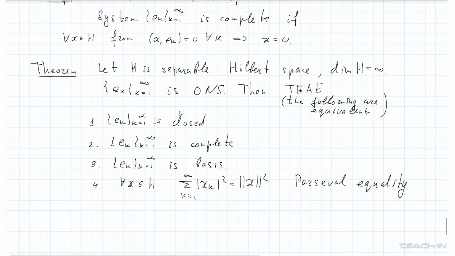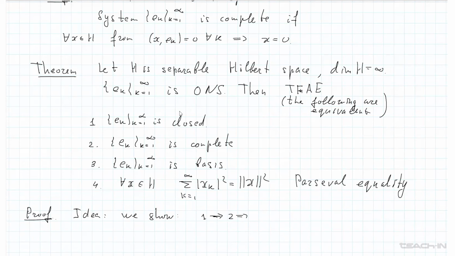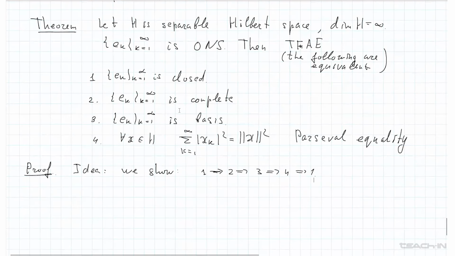Okay. Proof. The idea: we show such a cycle: from 1 to 2, from 2 to 3, from 3 to 4, from 4 to 1. This idea is clear, yes. If we show the cycle, we show that from any statement we can obtain another statement, so they are equivalent. First step, from 1 to 2.